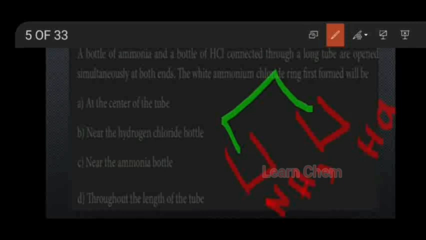They are asking about the region where the product is formed, whether the ammonium chloride is formed at the center of the tube, or near the HCl bottle, or the NH3 bottle, or throughout the entire tube.